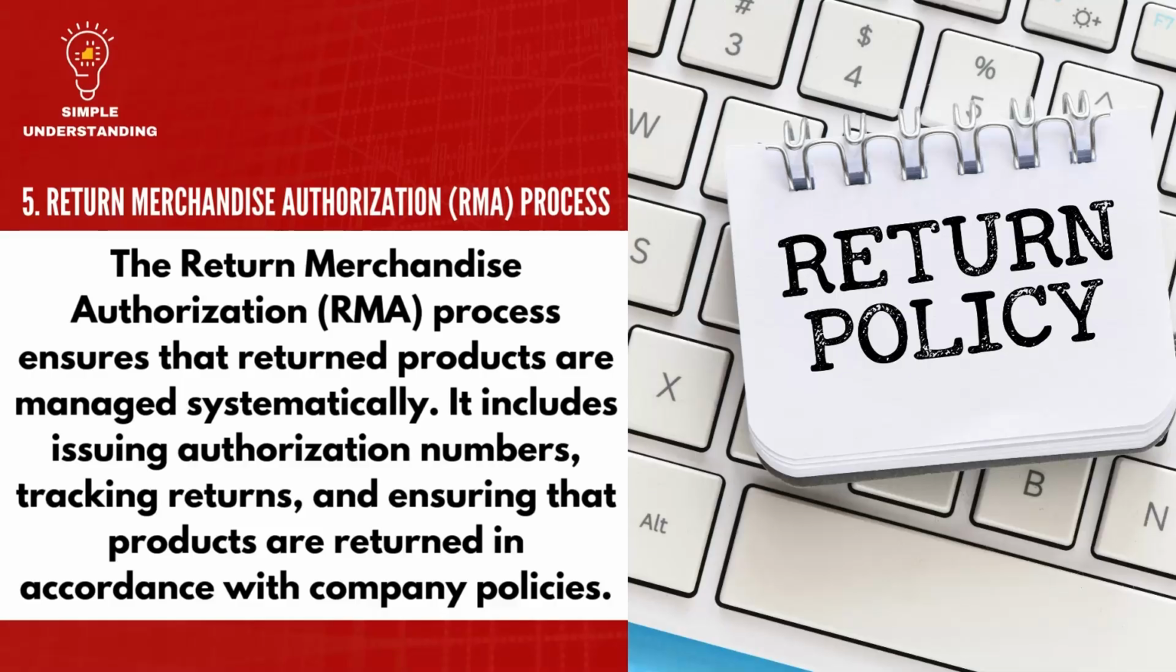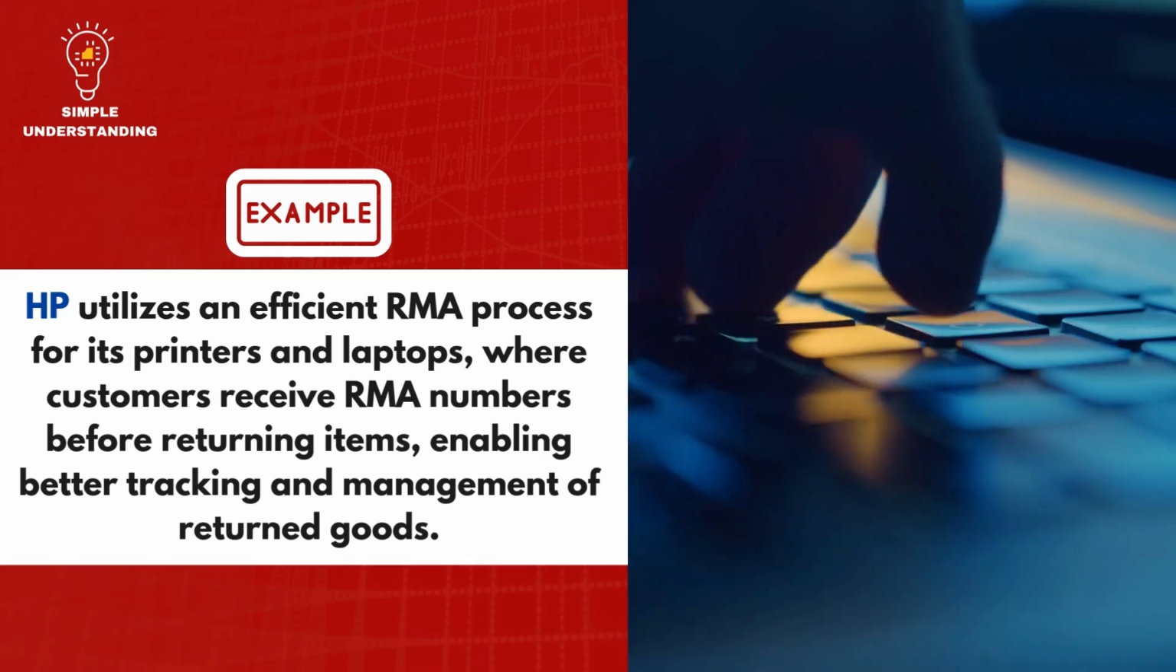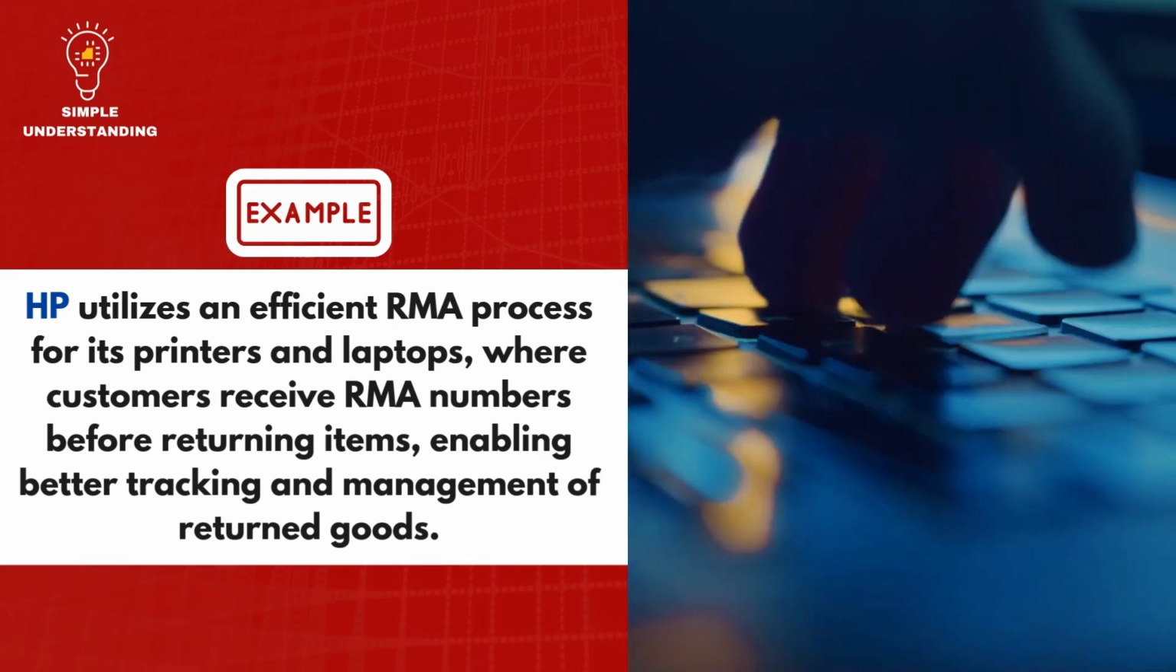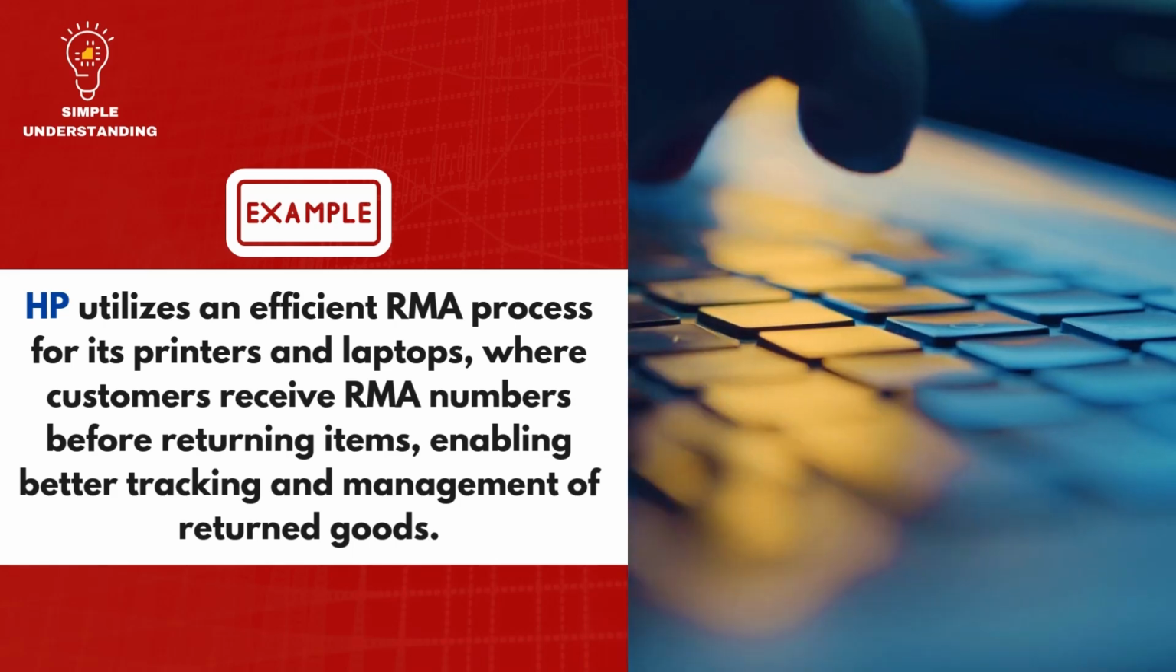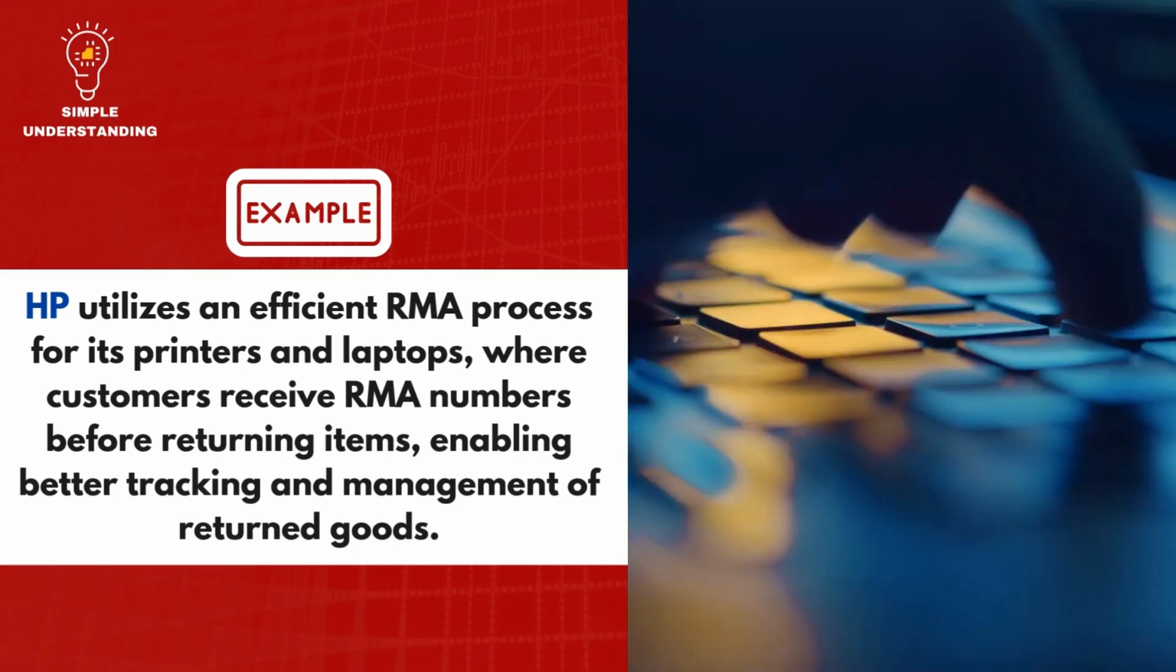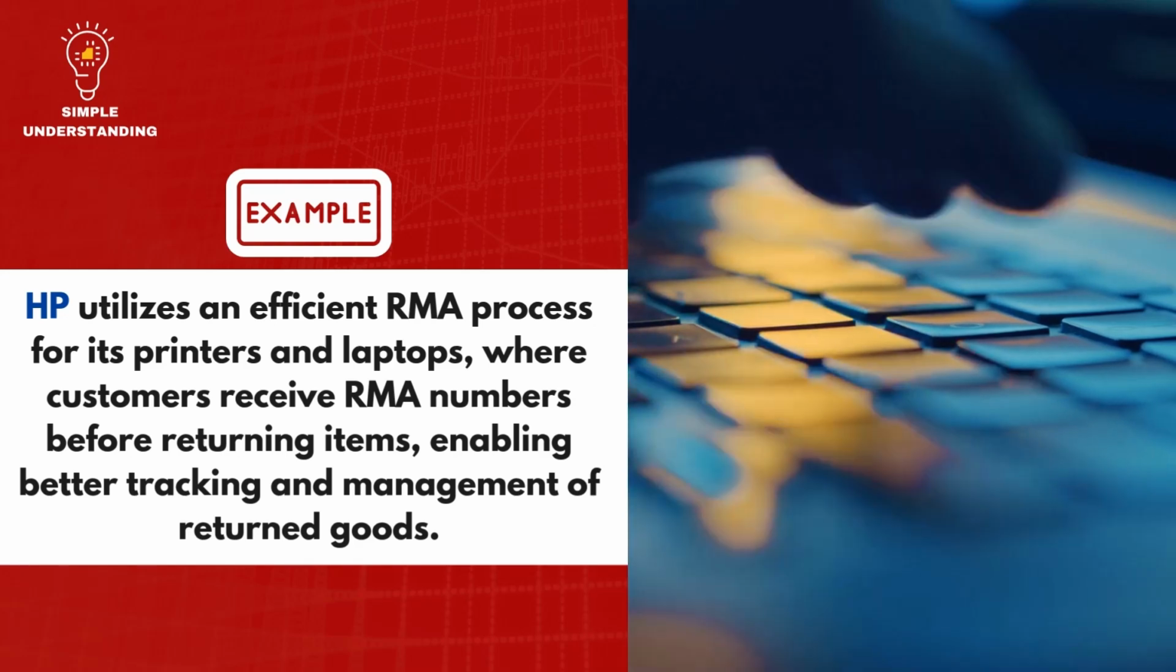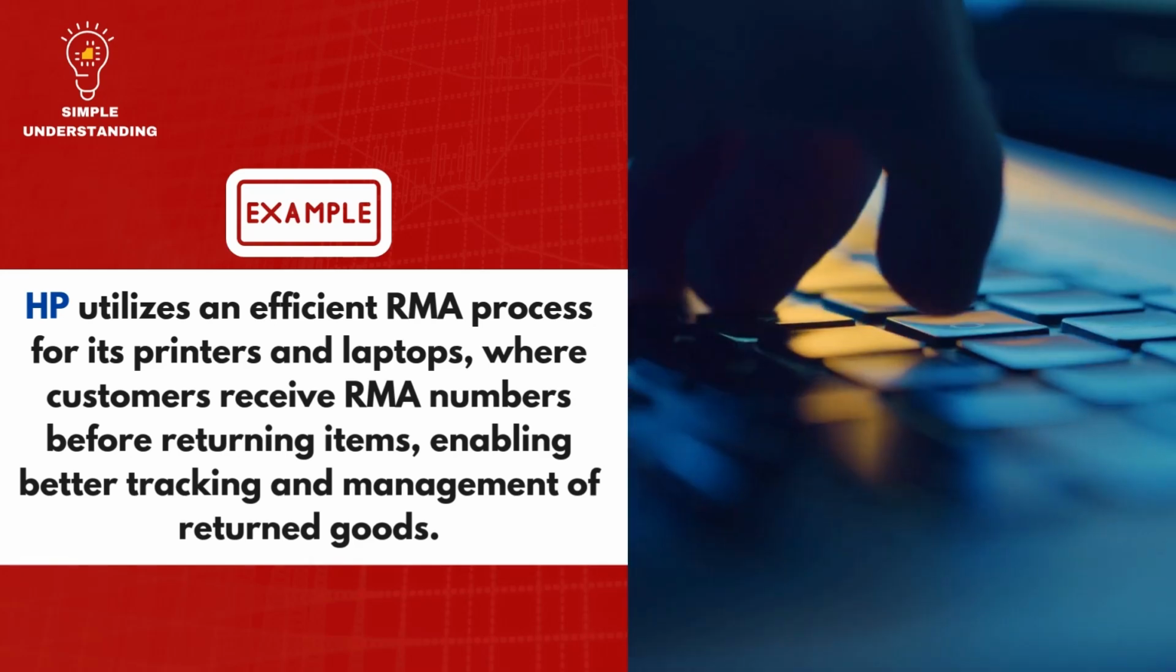5. Return Merchandise Authorization, RMA, process. Explanation. The Return Merchandise Authorization, RMA, process ensures that returned products are managed systematically. It includes issuing authorization numbers, tracking returns, and ensuring that products are returned in accordance with company policies. Real company example. HP utilizes an efficient RMA process for its printers and laptops, where customers receive RMA numbers before returning items, enabling better tracking and management of returned goods.